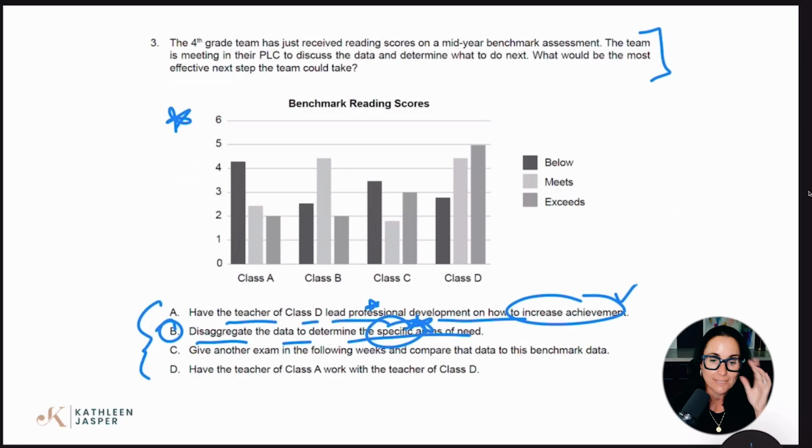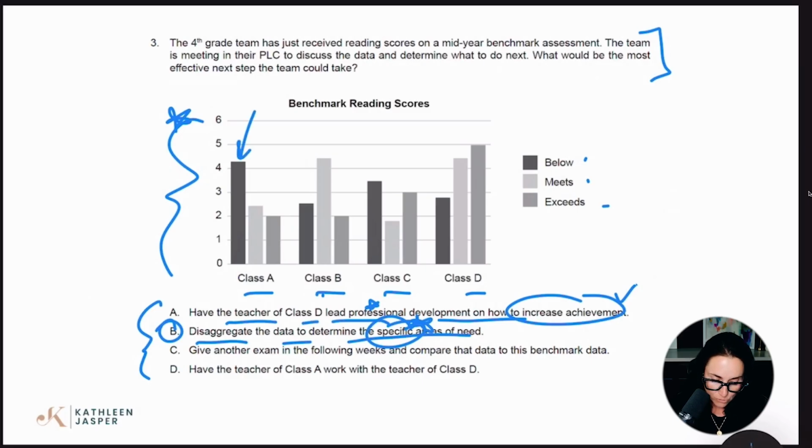That's very important as teachers because we have to zero in on what the kids need and then figure that out. What we can see here is we have this data set below, meets and exceeds, and we have class A, B, C, and D. This is just general data. Disaggregate means I'm going to look at this group of kids and figure out who they are, and they're below. So where are they the lowest? What can I work on? These students are doing a little bit better in meets. What are they doing well in? Who are their teachers? What are they doing?